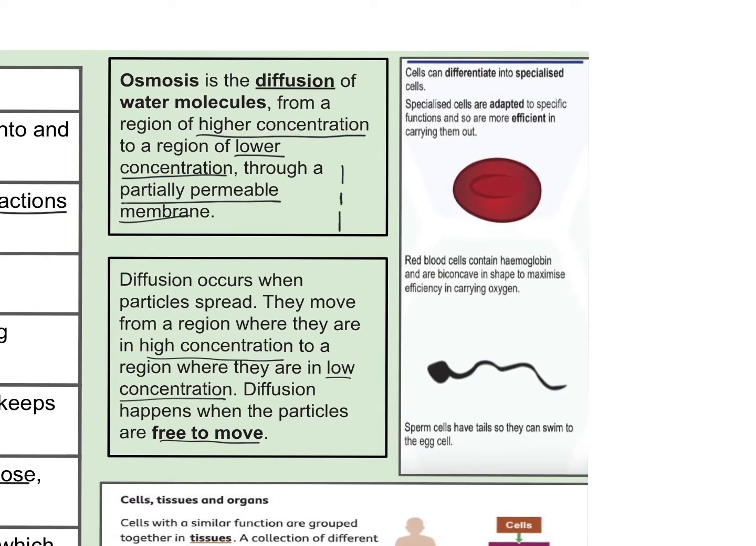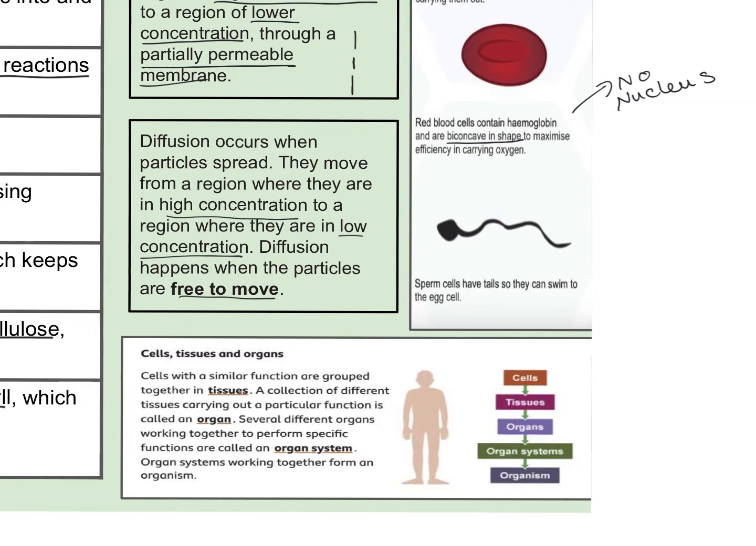Specialised cells then, cells that are differentiated to carry out a particular function. I've just included the red blood cell because they have a biconcave shape and no nucleus to fit in loads of oxygen. And I did sperm cells because they've got a tail that can swim.